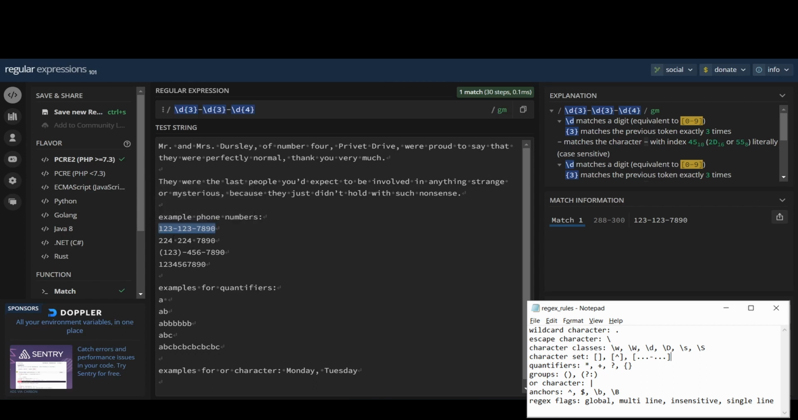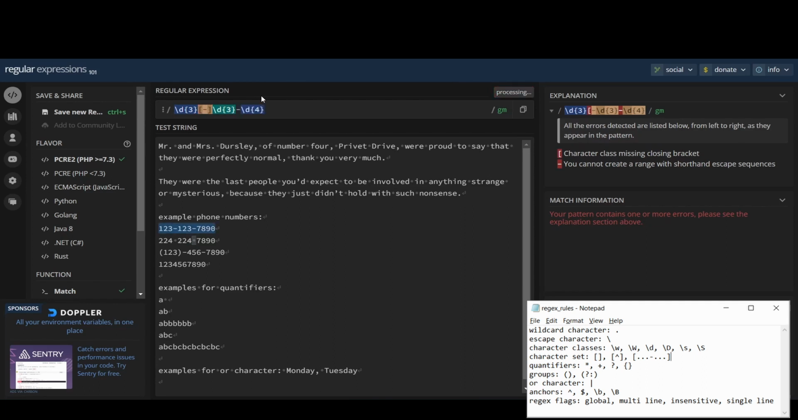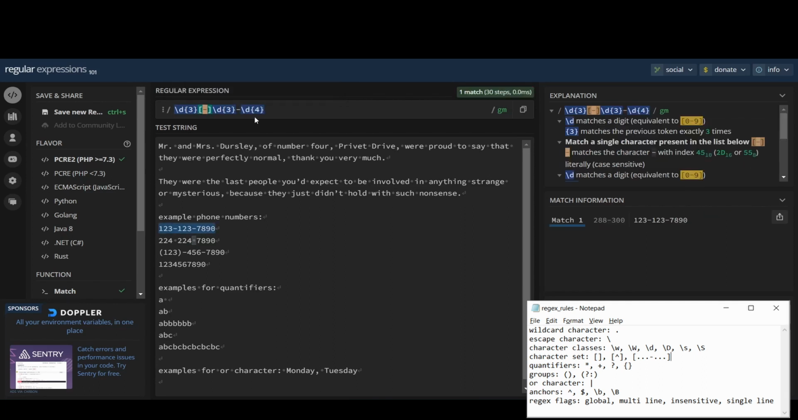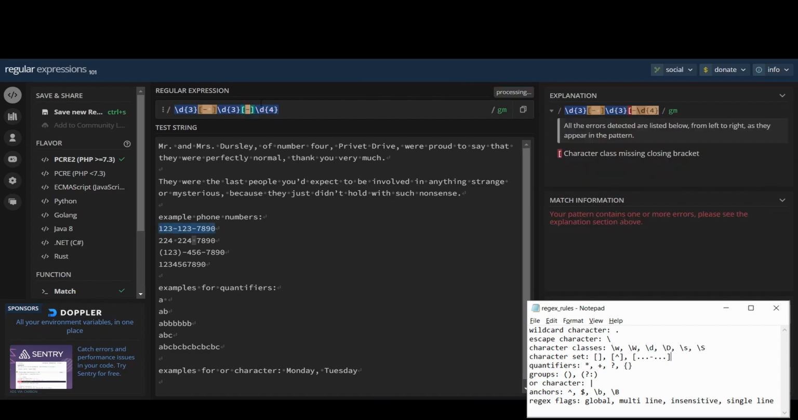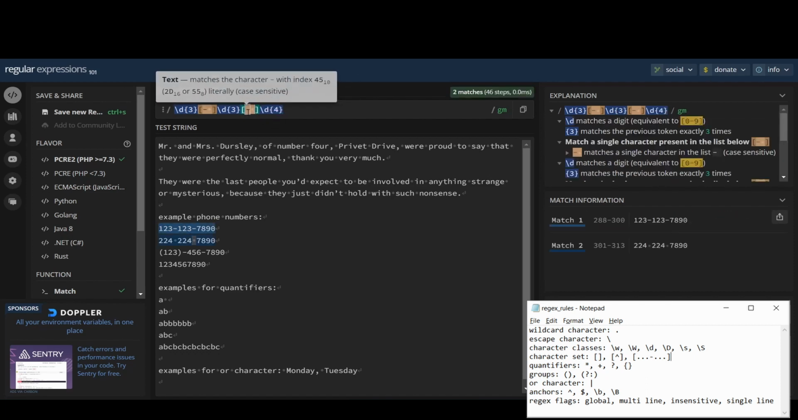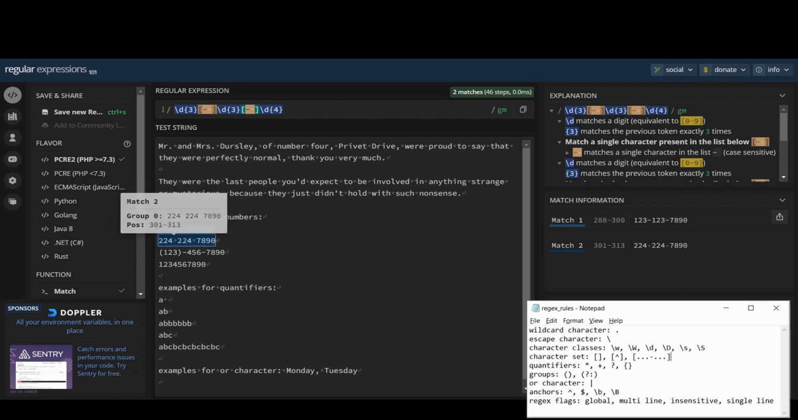For the second format, instead of a hyphen, we have a white space in between. In that case, we can leverage the character set. We are going to match not just a hyphen but also a white space here. Similarly, we are going to match not just a hyphen but a white space here too. In that case, we are going to match those formats. Over here in the match information, we can see we are finding 2 matches.